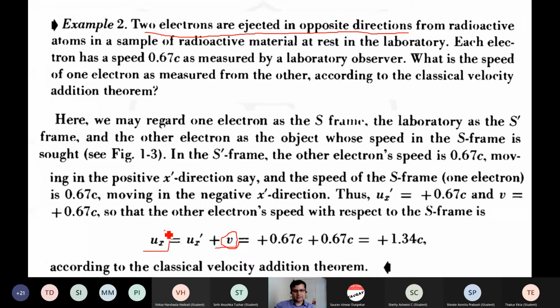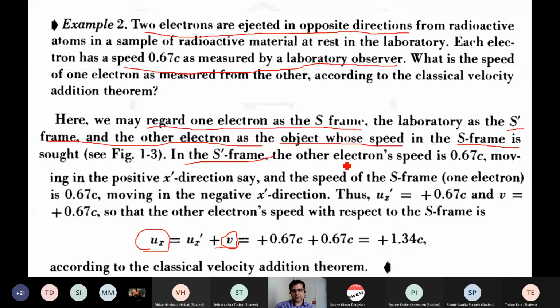Okay, so ux means the velocity of that electron with respect to the laboratory frame, as measured by the laboratory observer, which is 0.67 c. So just consider one electron in the S frame, the laboratory frame, and another S prime frame which is a moving frame. In that frame you have an electron, but that frame is moving with a certain speed. That means in the S prime frame the other electron's speed will be 0.76 c.